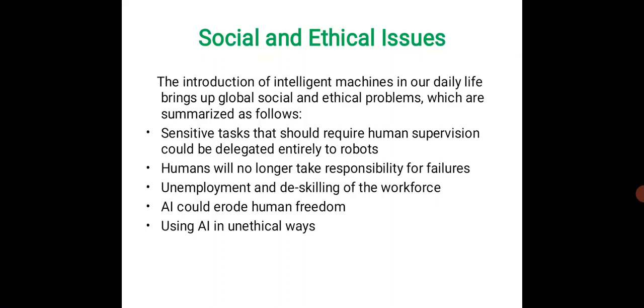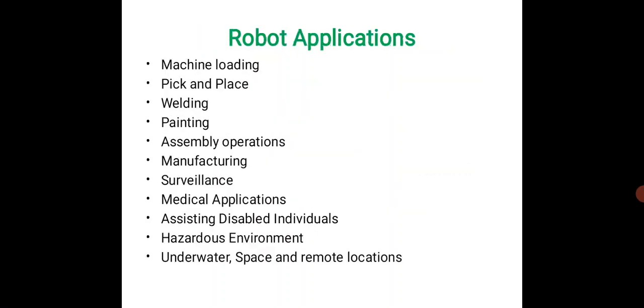So where this is summarized as sensitive task. Normally sensitive task will require human supervision, and humans will no longer take any responsibility for any failure in the robot. And obviously this will reduce the employment and de-skill the workforce. Nowadays artificial intelligence has entered, and it is dominating the robotic world, where it could erode the human freedom. So there are chances of using the AI in unethical ways.